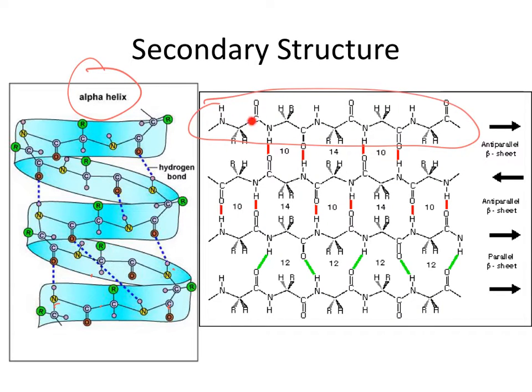Assuming that this is the N-terminus, you could have it go in this direction, and then you can have a big loop and have it come all the way around and go over right here to where beta strand 1 is not touching beta strand 2. But in the three-dimensional structure, in the overall topology of the protein, they can. That's something a little special about beta sheets.